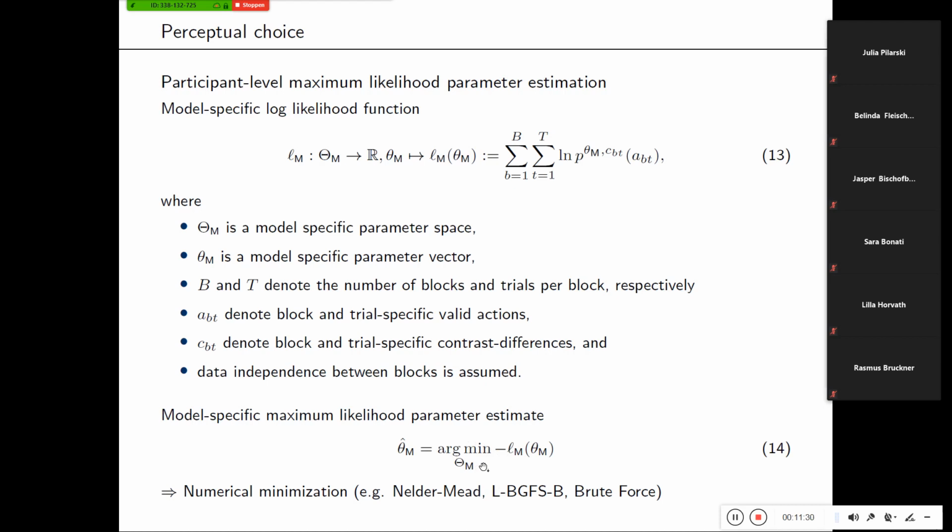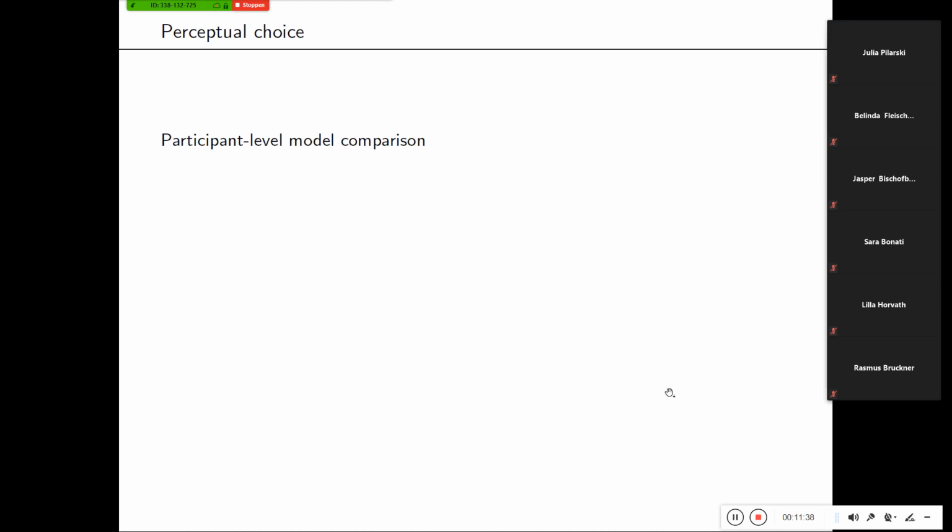But maybe I will soon be in charge of some cluster, and then everything will be parallel and very quick. Yeah, but that's a different topic. Good.